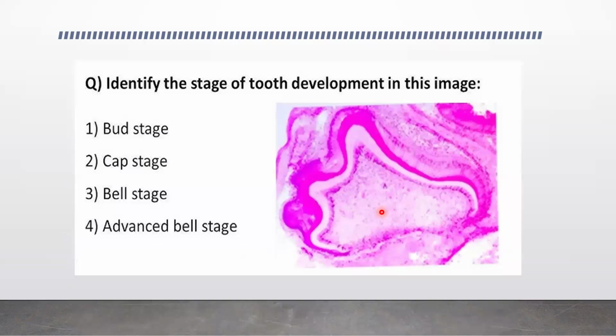So, maybe a question: identify the stage of tooth development in this image. So you can appreciate this tooth hasn't erupted yet. It hasn't erupted. So this is not the bud stage. This is actually the cup stage. The bell stage and advanced bell stage are not the answers there. So here the answer is the cup stage.